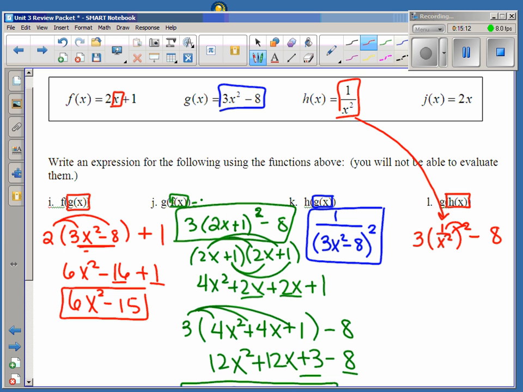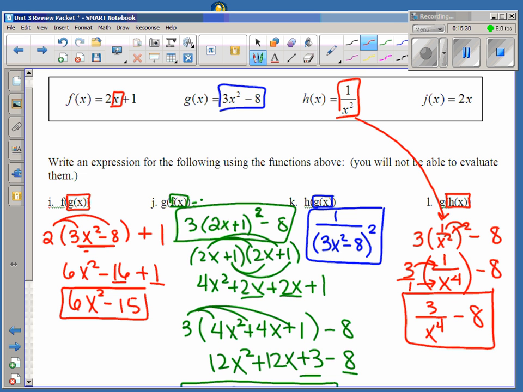I'm going to square both of those first. So it's 1 squared, which is 1, and x squared is x to the 4th. I can multiply the 3 in. It's really 3 over 1, so I multiply the top and I multiply the bottom. I get 3 over x to the 4th minus 8 as my final simplified answer.